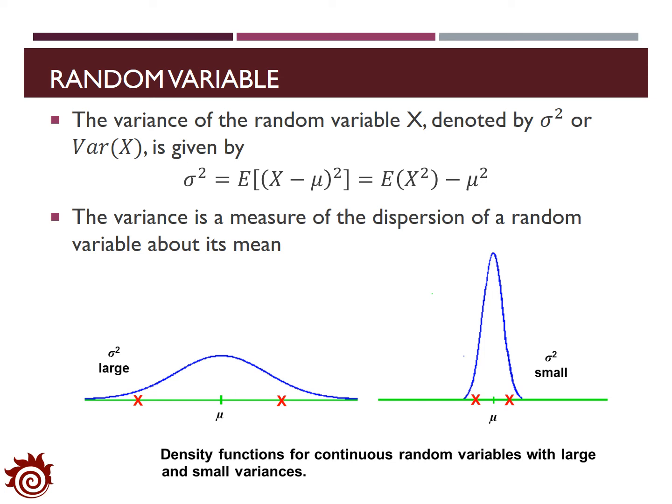So the figure here can show you the impact of the variance. For two random variables with similar probability density functions, the one with larger variance will be flatter, but the one with smaller variance will be more concentrated.